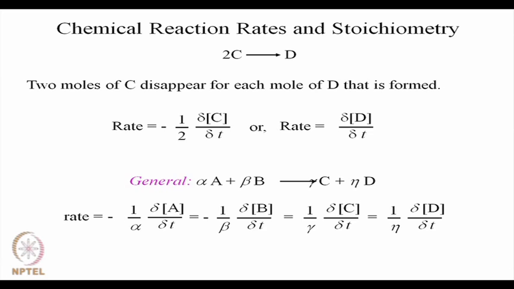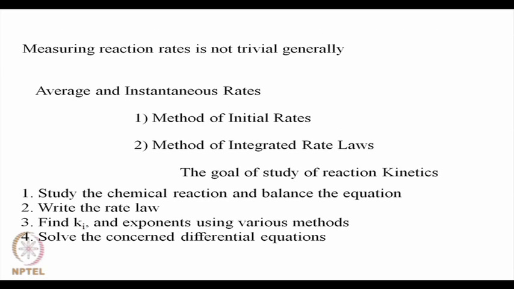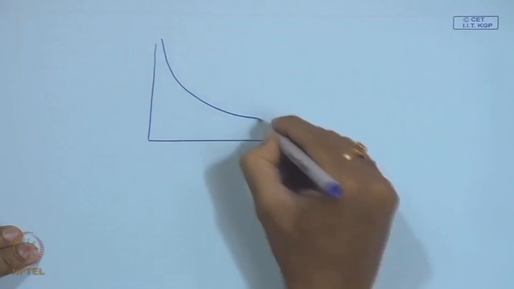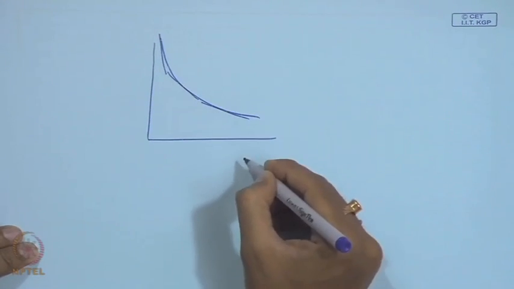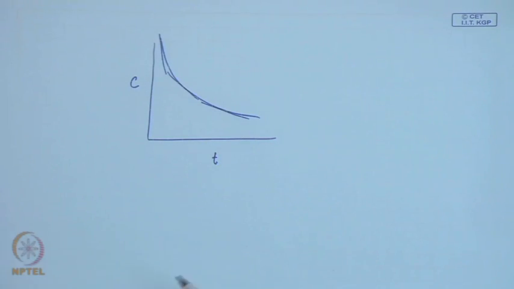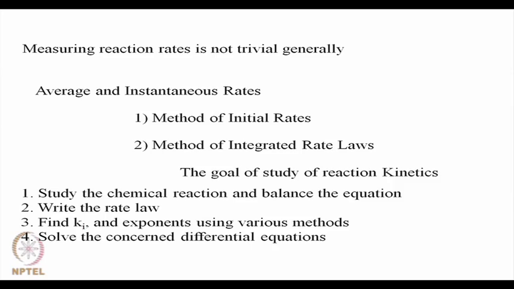Next, measuring the reaction rate. The next question we discussed was how to measure the reaction rate, and it is not very trivial; sometimes it is difficult to find out. If it is a very slow reaction, then maybe it is easy to find out, but if it is a moderately fast reaction, then various methods can be employed. One is the method of initial rates: you plot concentration versus time and take the slope at different times, which gives you the rate at different instants.